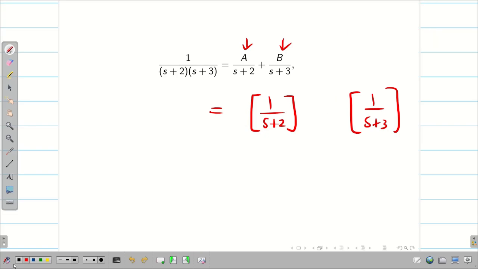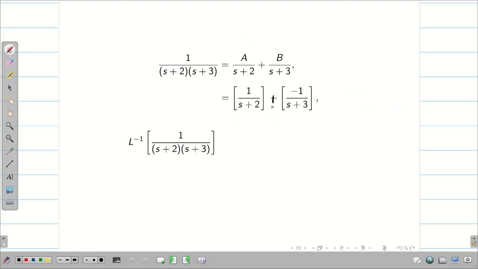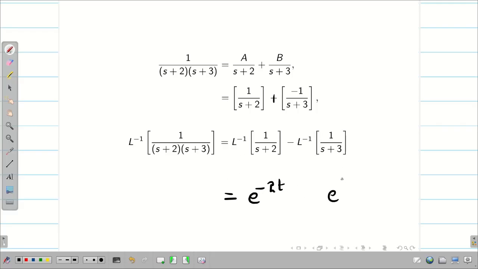Our case, A is 1, so I don't want to write anything. B is minus 1 because it is helpful for you to apply L inverse an easy way. Now applying L inverse on both sides, L inverse of 1 by s plus 2 is e power minus 2t. L inverse of 1 by s plus 3 is e power minus 3t. Therefore, my final answer is e power minus 2t minus e power minus 3t.